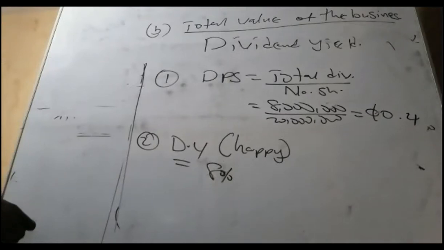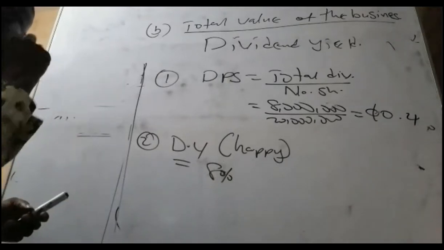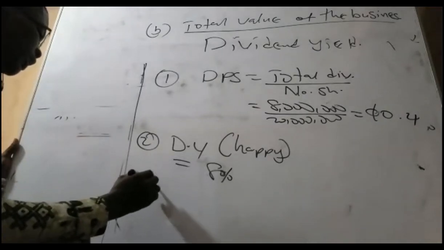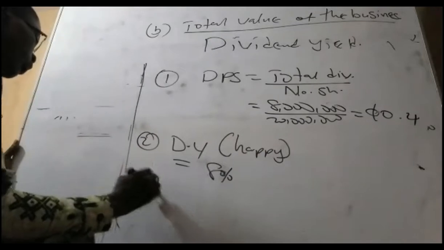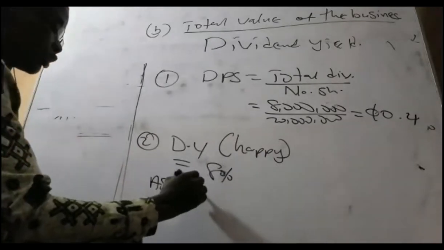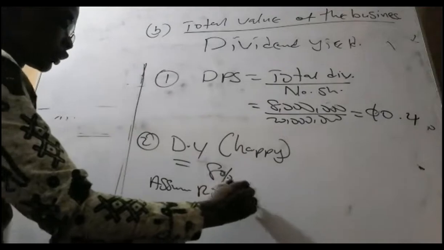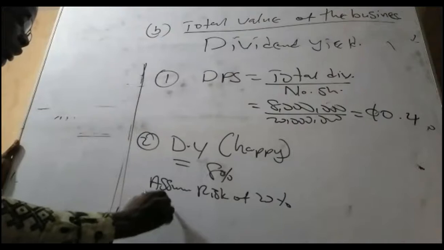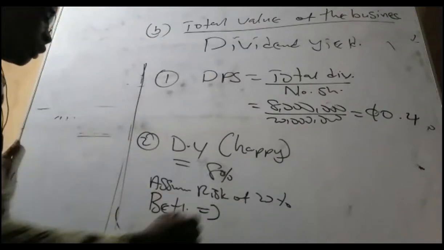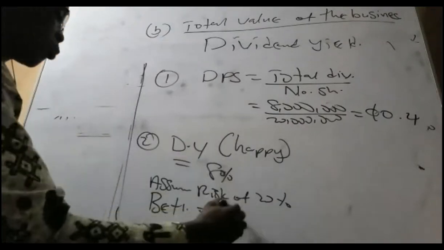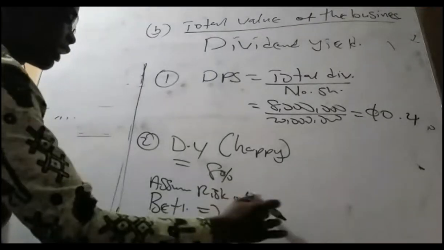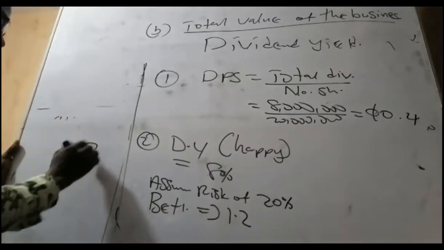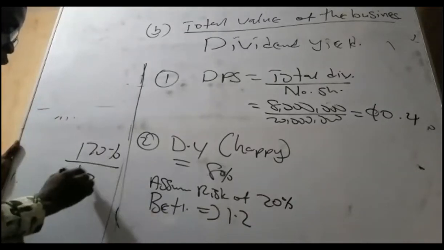Good. Then we scale it up with the risk factor. So assume a risk of what? Risk of 20%. Then better days one will be here. You scale it upwards, so 1.2. For the risk factor of 20%, it will be 120%, which is the same as 1.2.